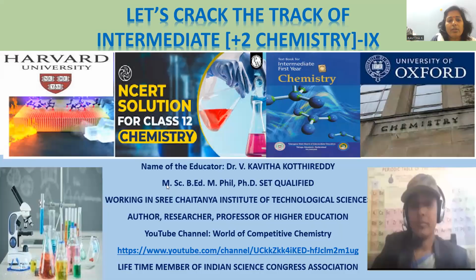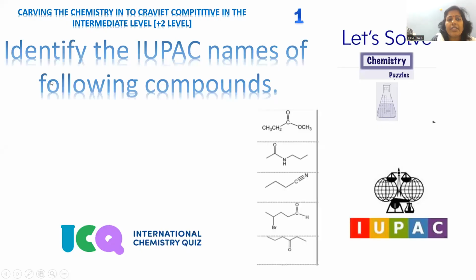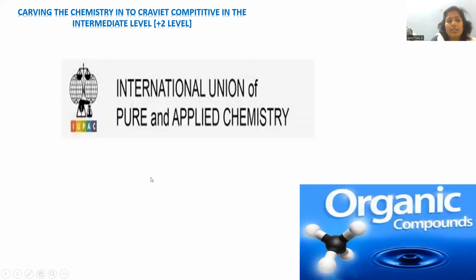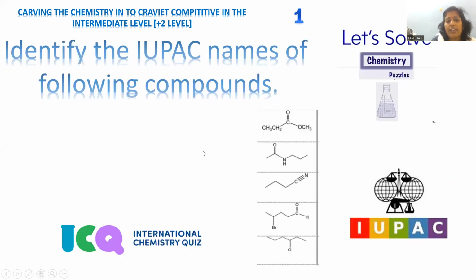Let's go with question number 1. Identify the IUPAC names of the following compounds. In accordance with the IUPAC, we have to give the chemical name of all these compounds. IUPAC is the International Union of Pure and Applied Chemistry. It is the international standard which provides names for these compounds in a standard manner.